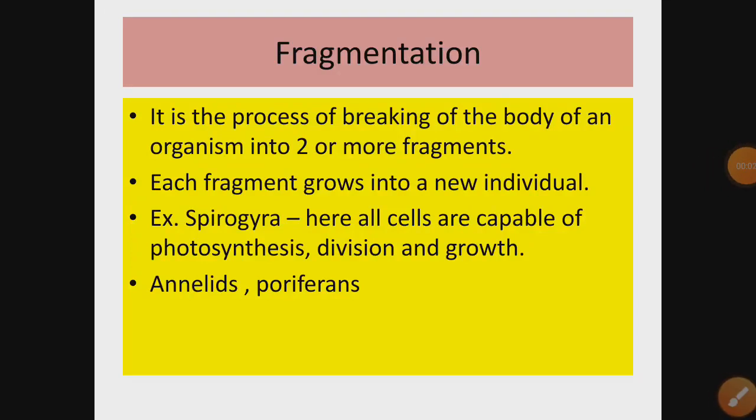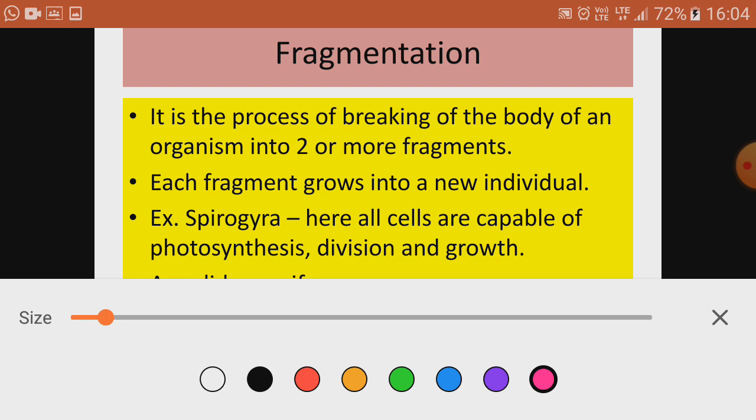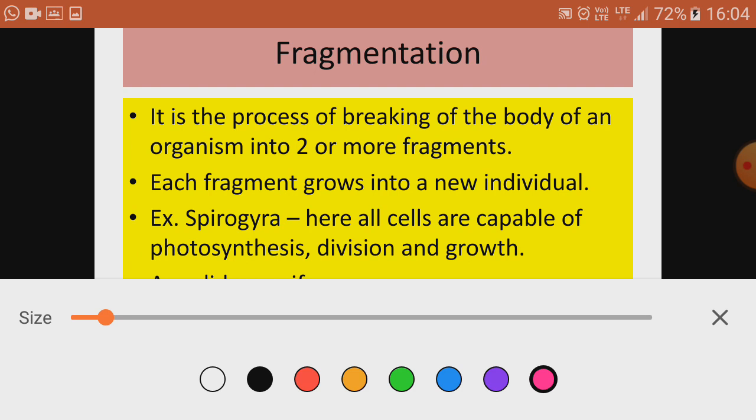Hello students, as you know we were discussing asexual reproduction. Asexual reproduction is a kind of reproduction which is found in simple organisms and where only one parent is involved. Till now we have discussed fission, binary fission, multiple fission and budding. Today we will study fragmentation.